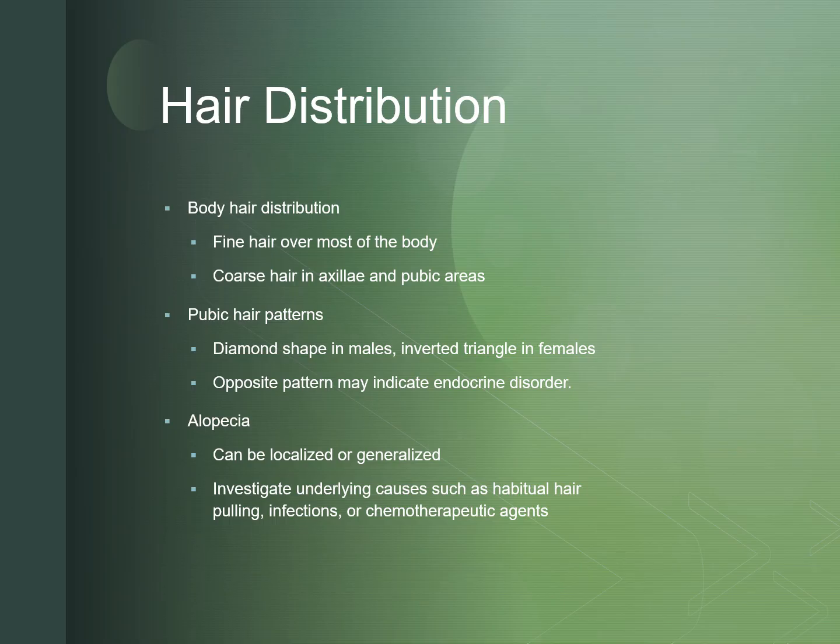Alopecia, so hair loss is really important. It can be localized. We want to think about conditions like alopecia areata or fungal infections, or it can also be generalized, and we want to think about systemic causes. So causes of alopecia: habitual hair pulling, infections, medications, chemotherapy. Also consider hormonal imbalances or even nutritional deficiencies.